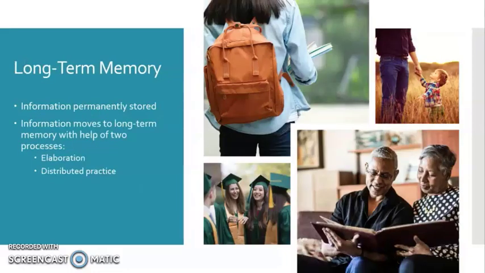Long-term memory is information permanently stored. Information moves to long-term memory to help with two processes, elaboration and distribution practice.